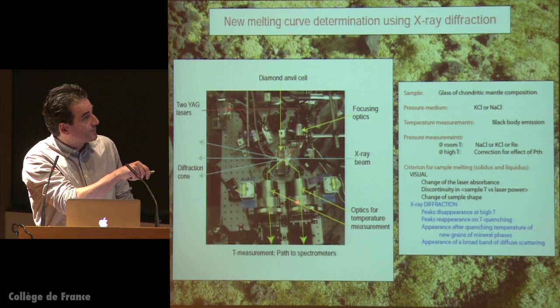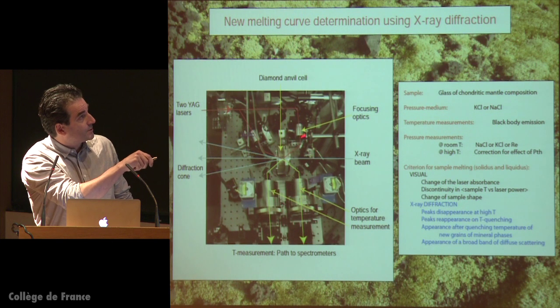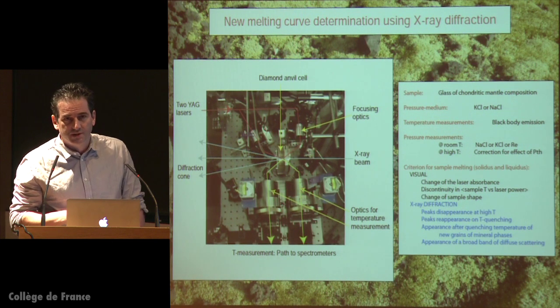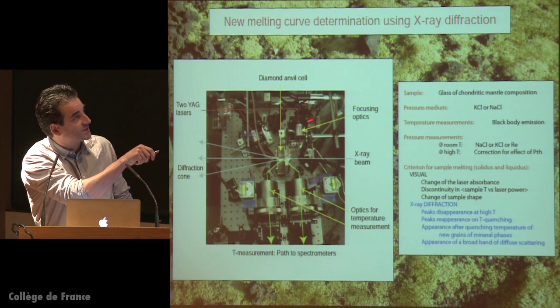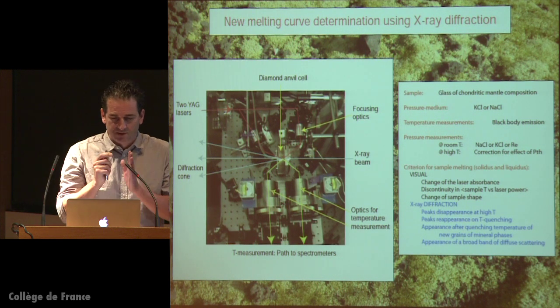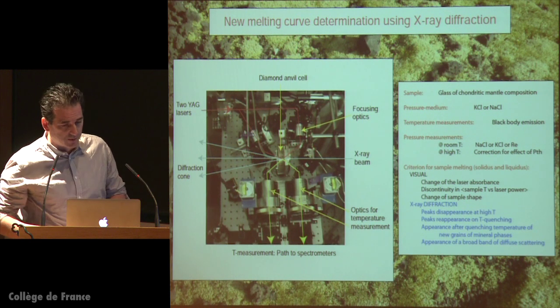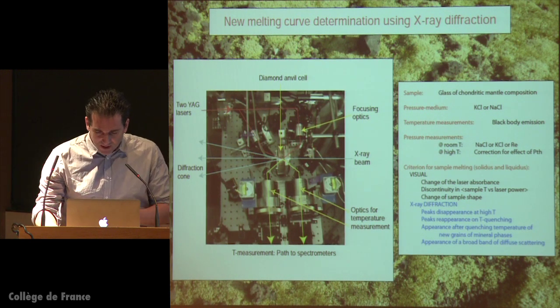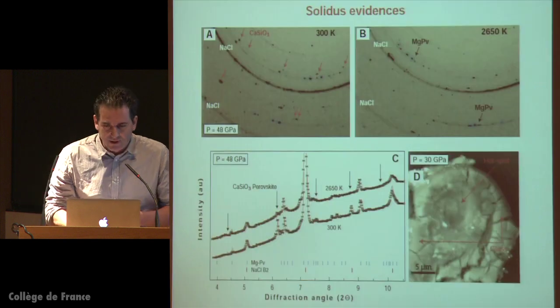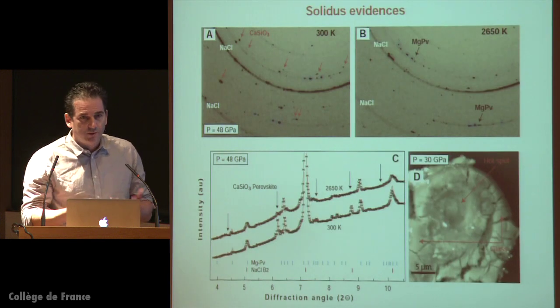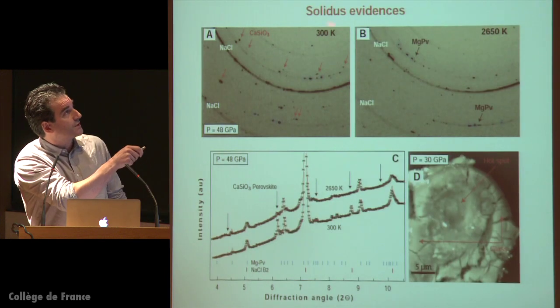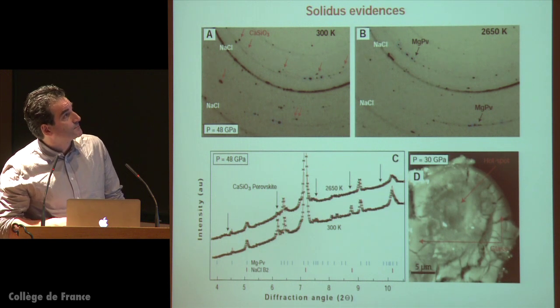There is a laser path. This is the old picture. We now have other lasers, but it doesn't change anything, basically. So we have laser heating from the front and from the back, and we determine the temperature using some optics. So during the laser heating, we can look at the sample. For example, I will show here a few solidus evidences.